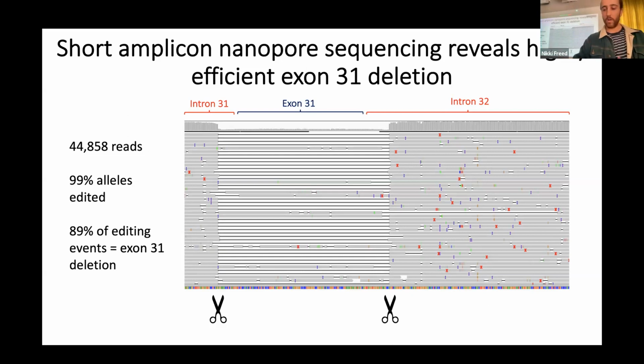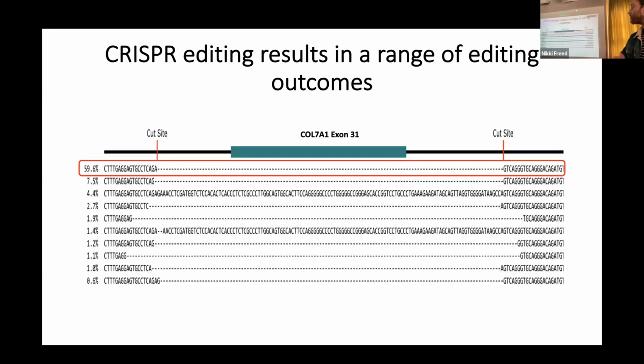We then wanted to find out more about the actual repair outcomes, and we found that the most prominent was this really precise deletion of the desired 125 base pair fragment in between the 2 cut sites. And this confirmed that, as well as being really efficient, it was also relatively targeted. Now, one limitation of short amplicon sequencing like this, when looking at CRISPR editing efficiency, is that any editing events larger than that short amplicon are obviously going to be missed.